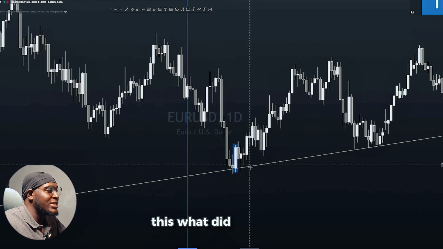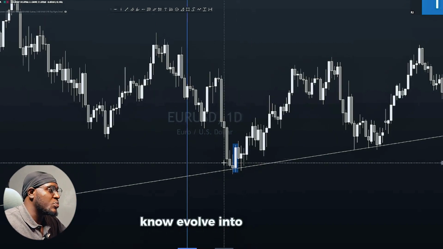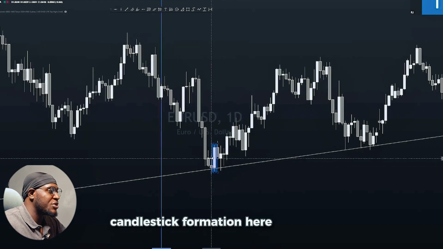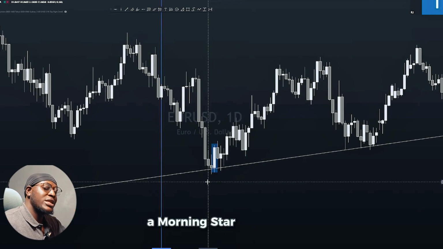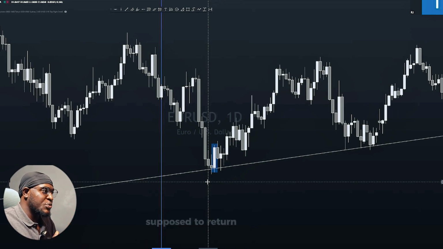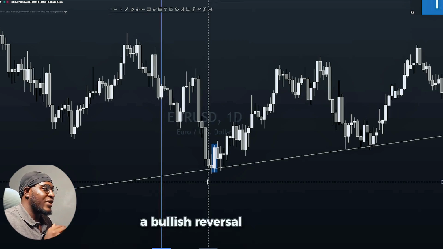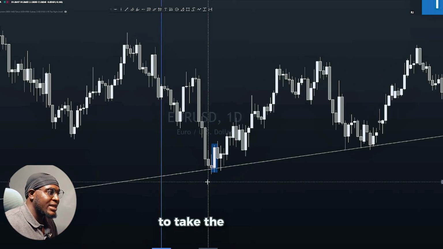And what did this then evolve into becoming? It then shows that we had created what candlestick formation here? A morning star candlestick pattern. A morning star candlestick pattern is a bullish reversal pattern. So remember, the trend line is supposed to return prices to the upside. And then now we are seeing a bullish reversal candlestick pattern. And that gives us more confluence to take the trade.